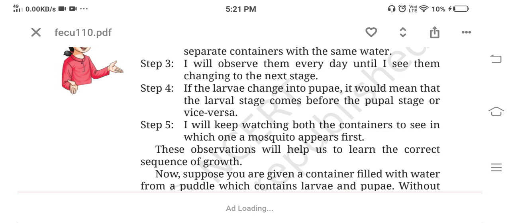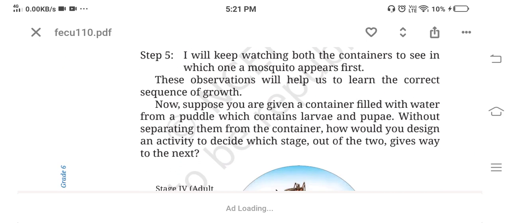Now suppose you are given a container filled with water from a puddle which contains larvae and pupae without separating them. How would you design an activity to decide which stage, out of the two, gives way to the next?